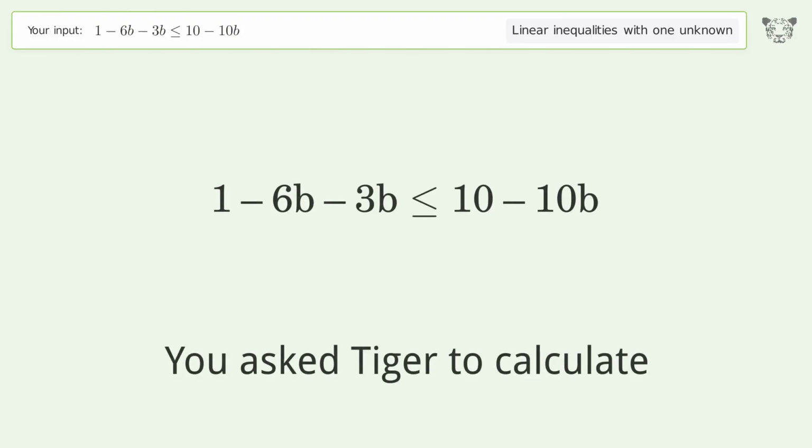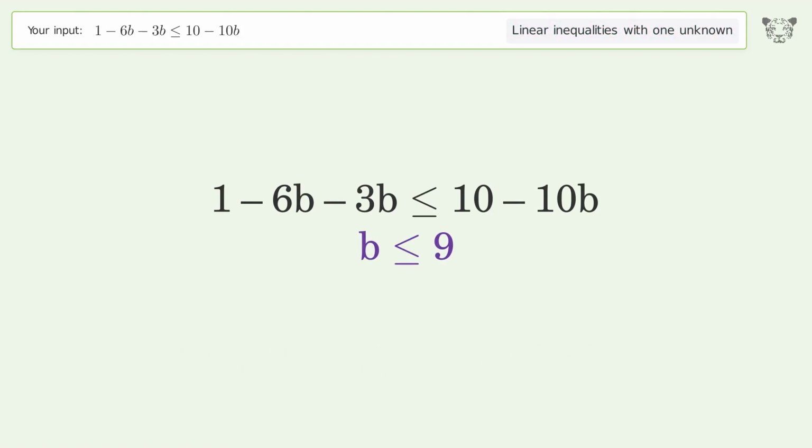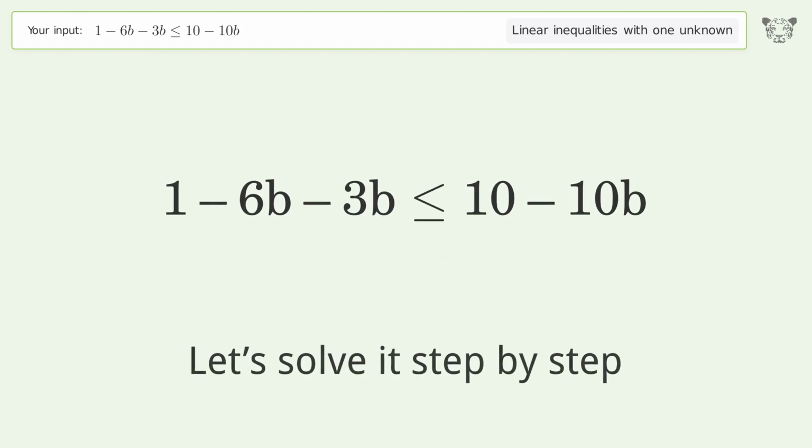You ask Tiger to calculate. This deals with linear inequalities with one unknown. The final result is b equal or smaller than 9. Let's solve it step by step.